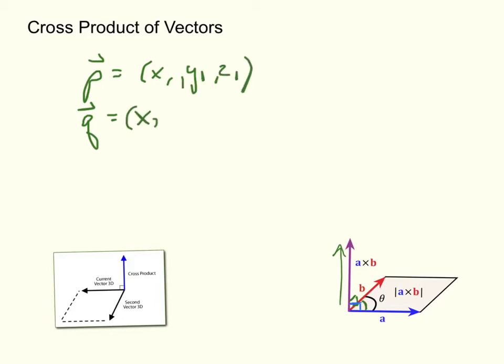And x2, y2, z2. Okay. And here's how you find it. Now, I know I kind of said we're not going to revisit a lot of the stuff from the beginning of the year, but we do need to remember how to find the determinant of a 3x3 matrix.